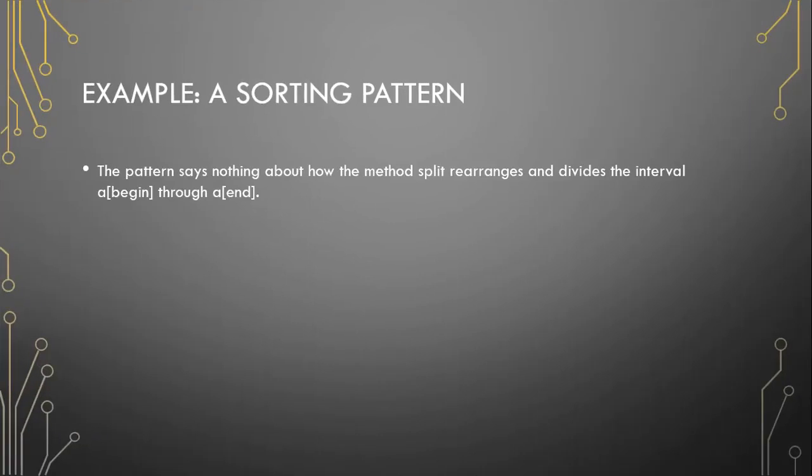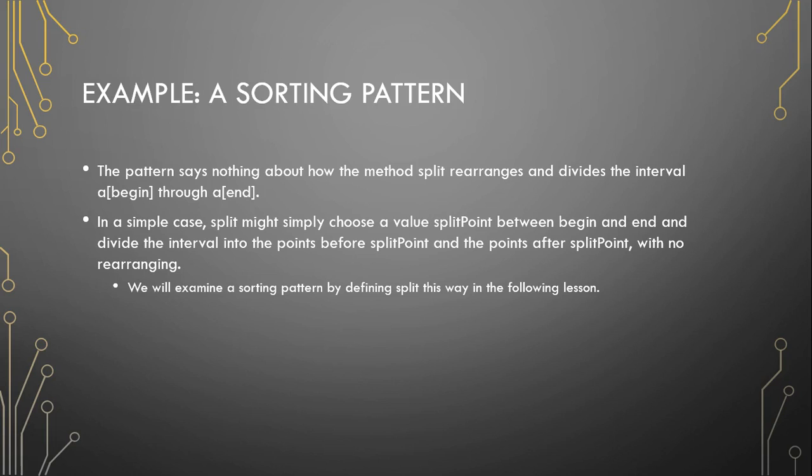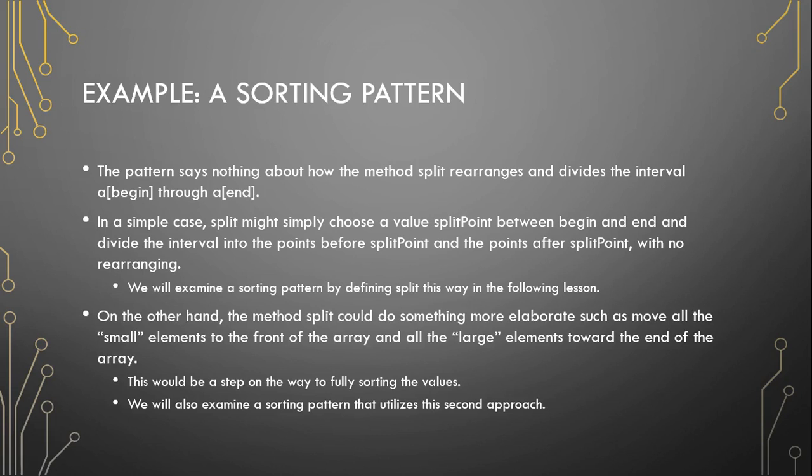Now, you'll note that the pattern says nothing about how the method split rearranges and divides the interval a[begin] through a[n]. In a simple case, split might simply choose a value splitPoint between begin and end and divide the interval into points before splitPoint and the points after splitPoint with no rearranging. So we're going to examine a sorting pattern by defining split this way in the following lesson. On the other hand, the method split could do something more elaborate, such as move all the small elements to the front of the array and all the large elements towards the end of the array. This would also, in this case, be a step towards fully sorting the values. Now, we're also going to look at in our next lesson another sorting pattern that utilizes the second approach. So we're actually going to look at two new sorting algorithms when we get into the next lesson.